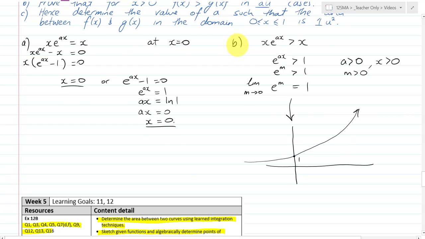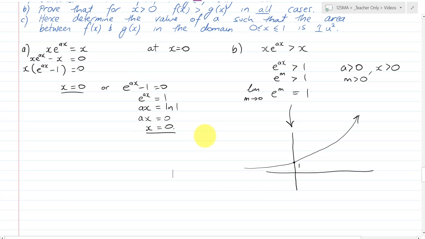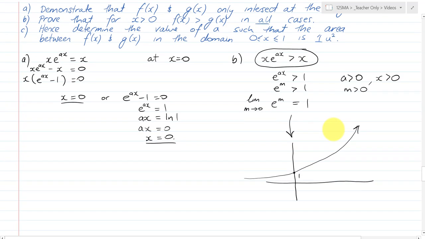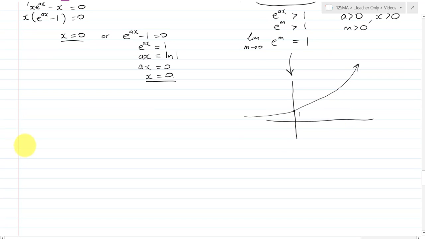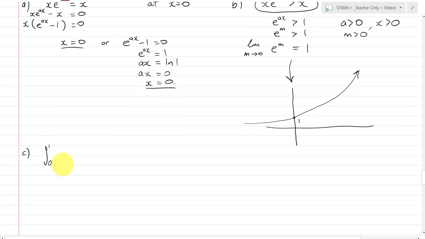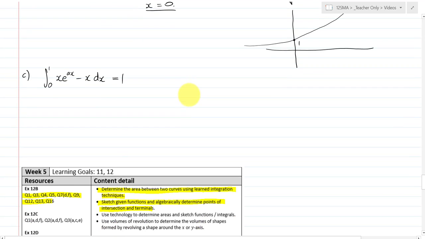I've written A. And part C. Hence determine the values for a such that the area between f of x and g of x in the domain 0 to 1 is 1 unit squared. So we've proven here that f of x is greater than g of x. So we're trying to calculate in part C the integral between 0 and 1 of x e to the ax minus x dx equals 1. And we need to solve this for a.